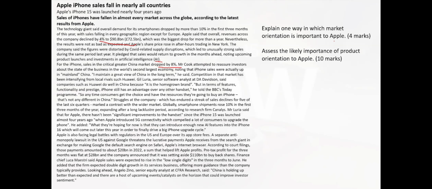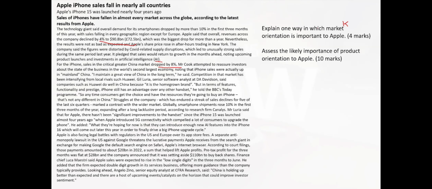Okay, so very easy, very long case study, the equivalent of probably 2 extracts in a paper, but explain one way in which market orientation is important to Apple. So you're thinking about the benefits, why is it important to Apple, and we know that we're going to define. Okay, now that's my plan for a 4 marker.